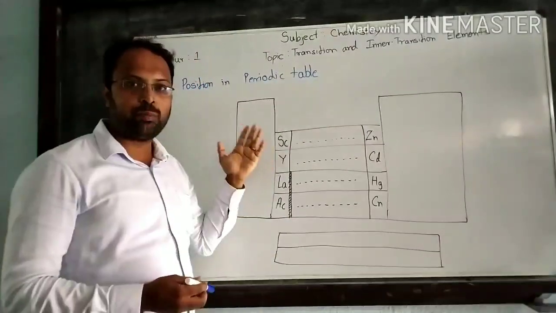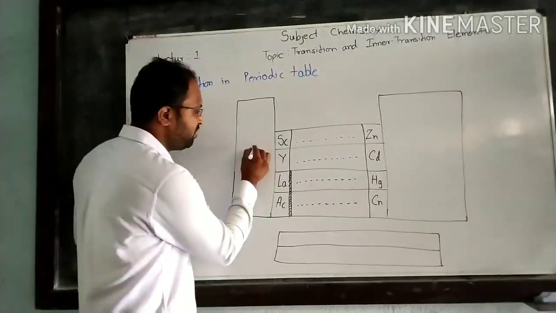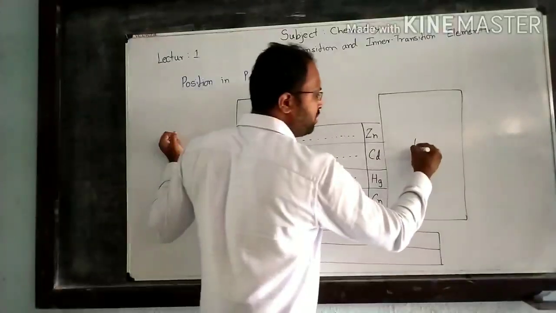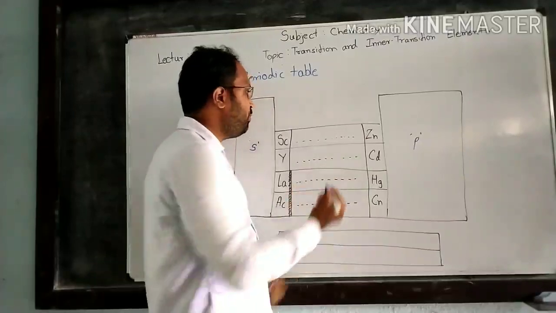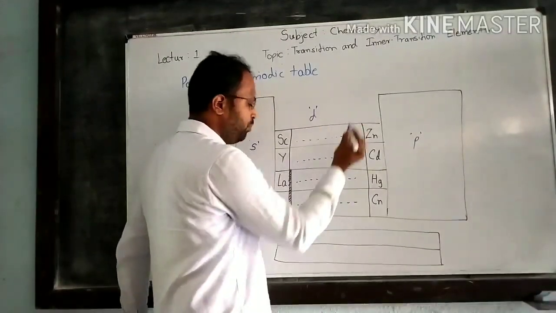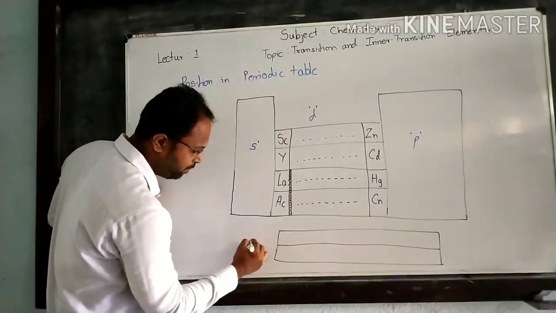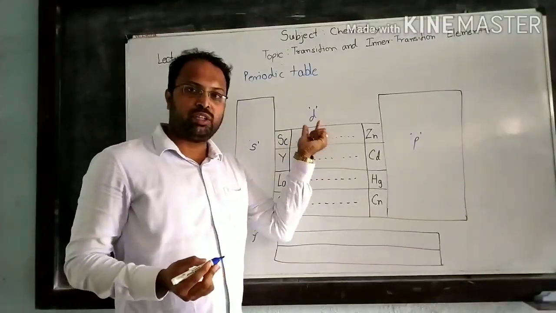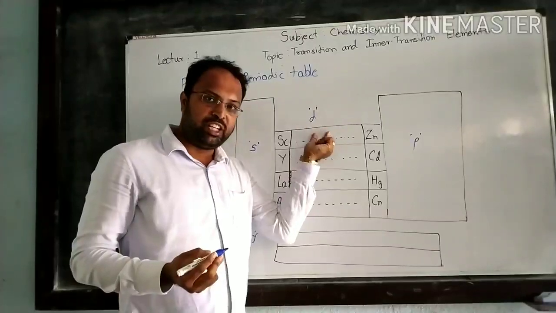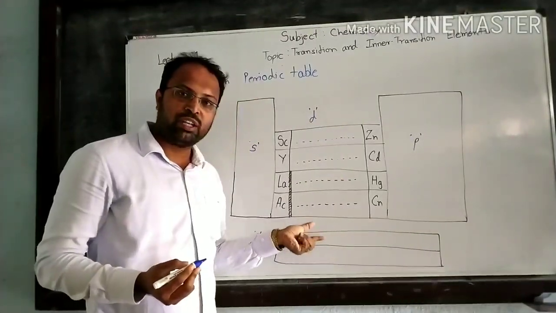This is the outline of the periodic table. This is the s block, this is the p block. In between s and p, the block that is present is called the d block, and at the bottom of the periodic table is the f block. We focus on two blocks, the d block elements and the f block elements.